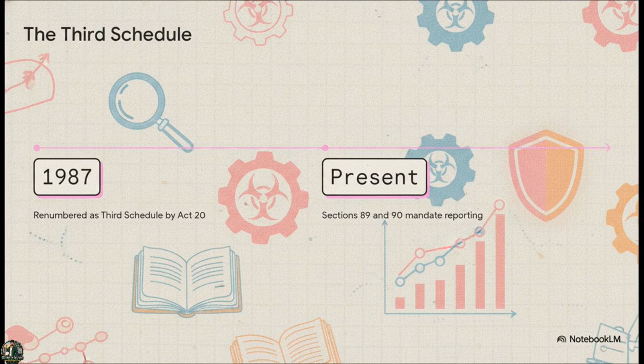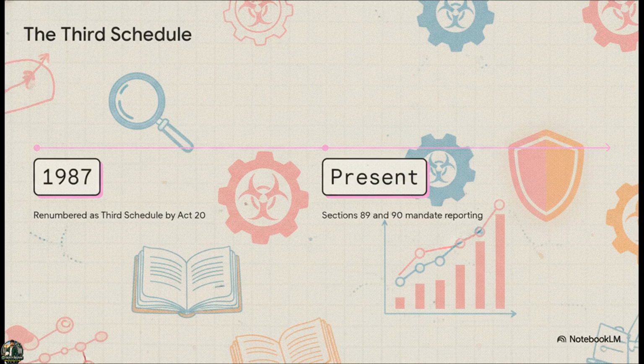A footnote in our source reveals that this schedule was renumbered as the third schedule by Act 20 of 1987, coming into effect on December 1st of that year. And ever since then, it has served a continuous, absolutely vital purpose under Sections 89 and 90. By forcing these specific diseases to be legally reported, it creates a paper trail, data. Because let's face it, you cannot fix a hazard you cannot see.